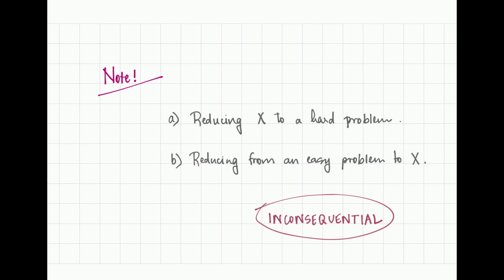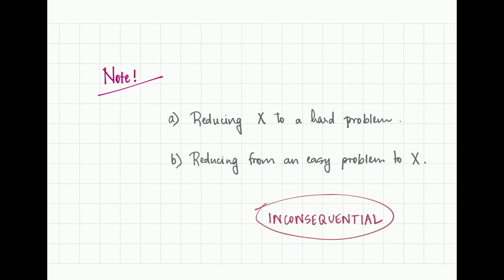These are the two things that are useful to do. The other combinations would not really... well, you could come up with valid reductions, but it would not really mean anything. It would not imply anything useful for you. So this wouldn't be a very productive thing to do.